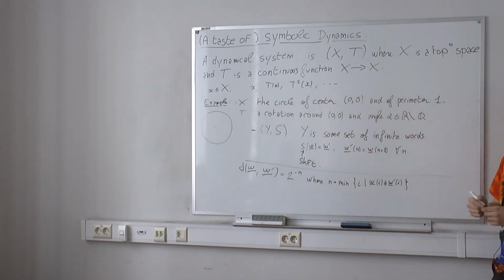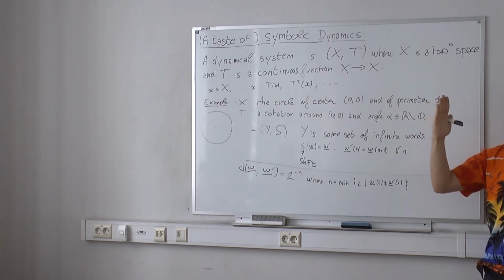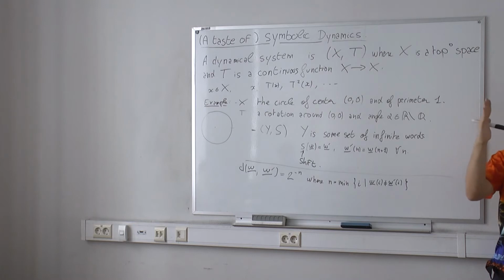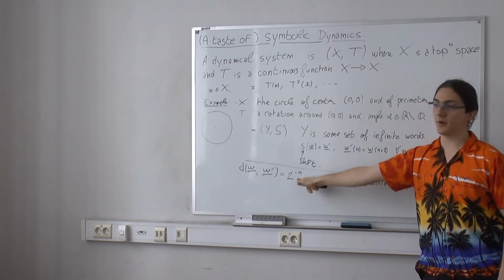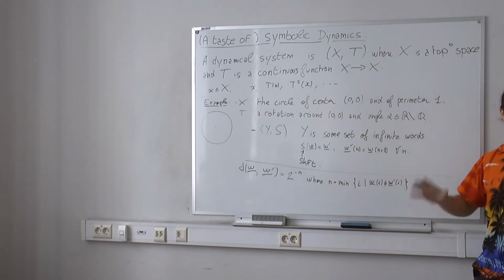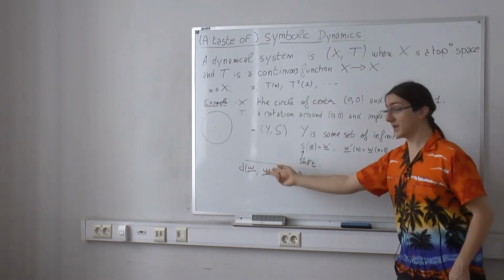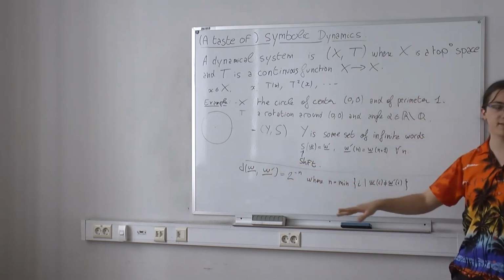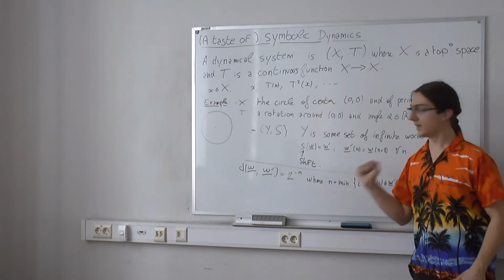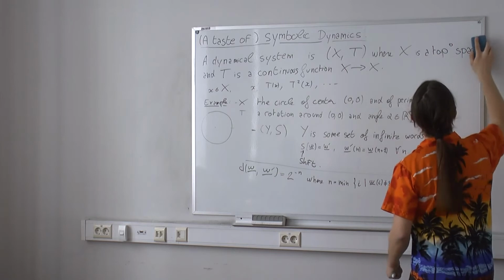So you look at your infinite words, you start from the beginning, and as long as they are the same, you continue to advance, and when you find the first index where there is a difference, you call that n, and your distance is 2 to the power minus n. Of course, if you have no difference, this will grow to infinity, so you set the convention that the distance is 0. It is symmetric, for obvious reasons, and you can check that it satisfies the triangle inequality. So I can erase the definition on the top.